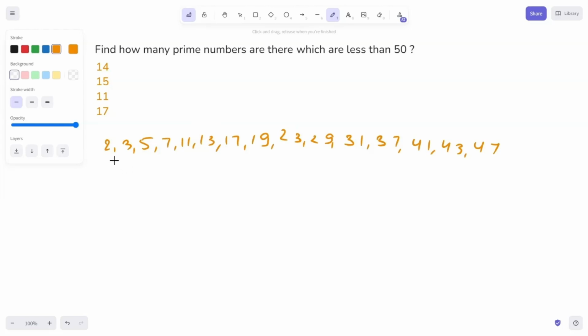So let's count them. 1, 2, 3, 4, 5, 6, 7, 8, 9, 10, 11, 12, 13, 14, 15. So these are 15. So the correct option is second, which is 15.